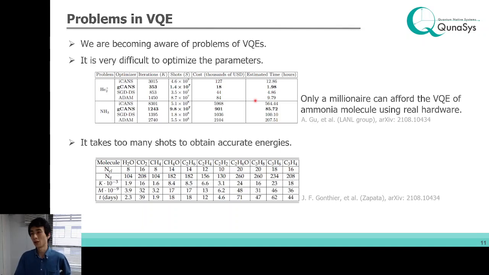So right now, only a millionaire can afford the VQE of the ammonia molecule, for example, using real hardware, which is a very small molecule. And the second problem is that it takes too many shots to obtain accurate energies. There's a paper that estimated the number of shots required to obtain accurate energy, and they basically show that it is kind of impossible to obtain accurate energies, because we have to run days of quantum computers to obtain accurate energies.